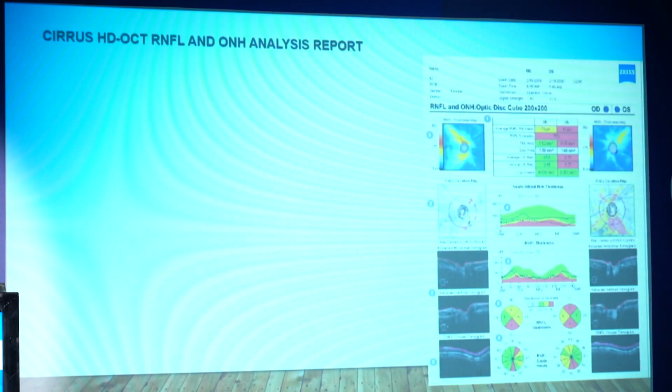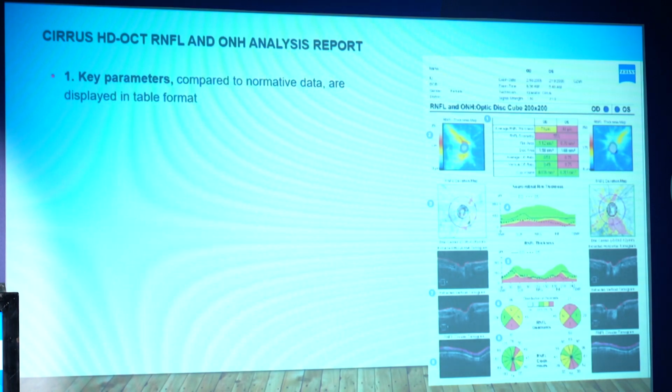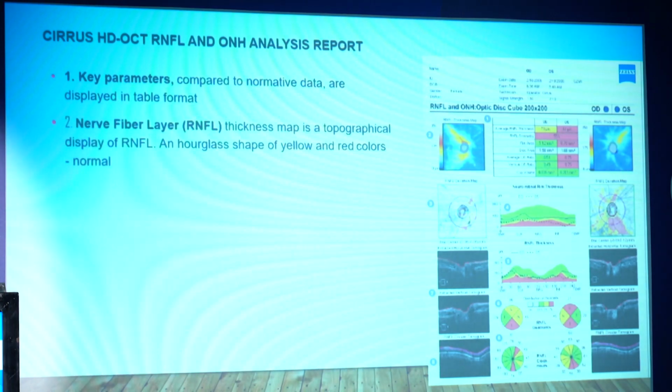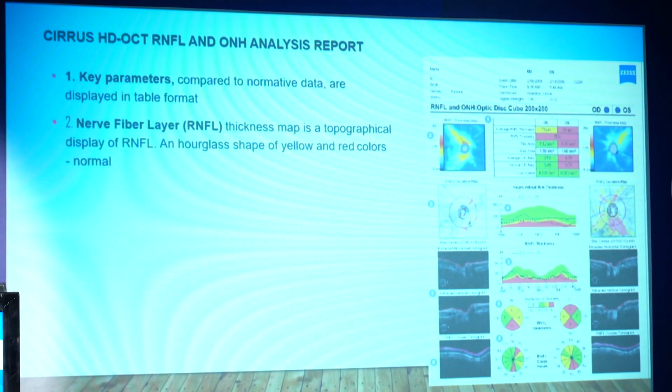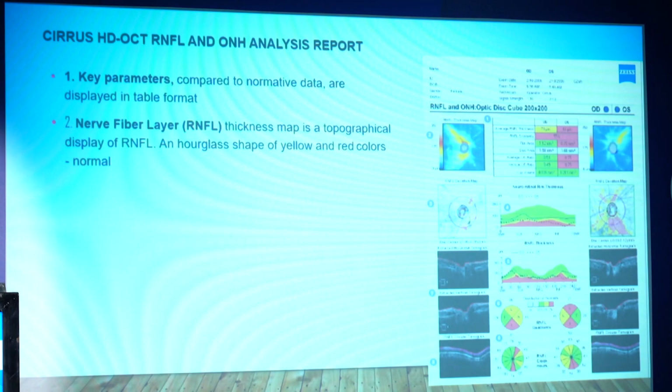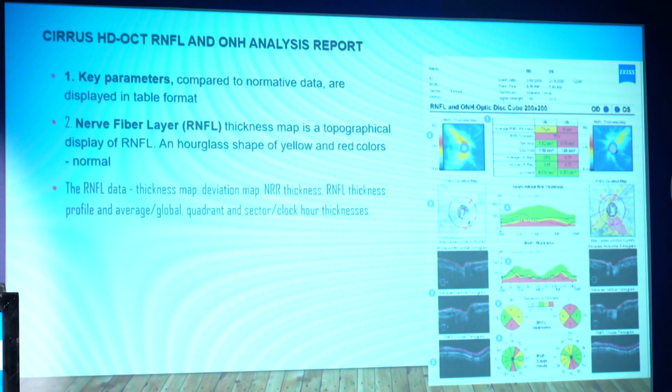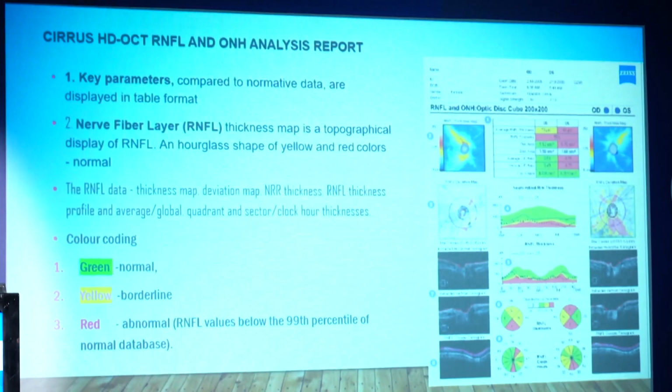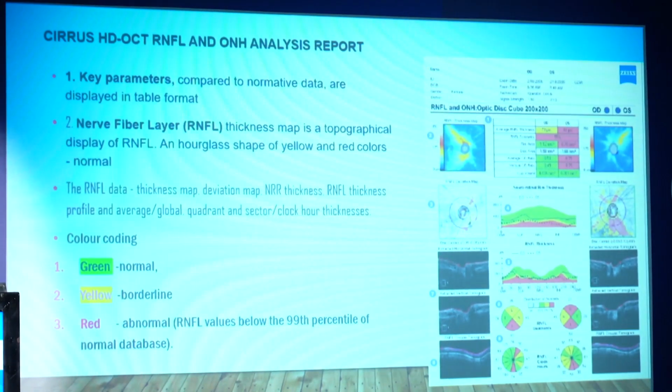So this is the Cirrus HD OCT optic nerve head analysis report. First are the key parameters in the table that is marked as 1 in the slide, and then there is a retinal nerve fiber layer thickness map, which is a topographical display of RNFL, and the hourglass shape of yellow and red colors is supposed to be normal. Then we have the deviation map, the NRR thickness, the RNFL thickness profile and average in global and sector thicknesses, which all can be seen. Color coding, we all know green is normal, yellow is borderline and red is abnormal.